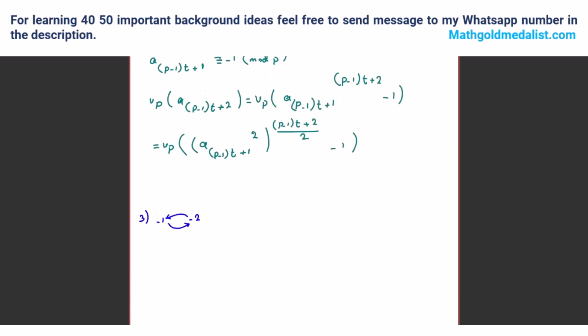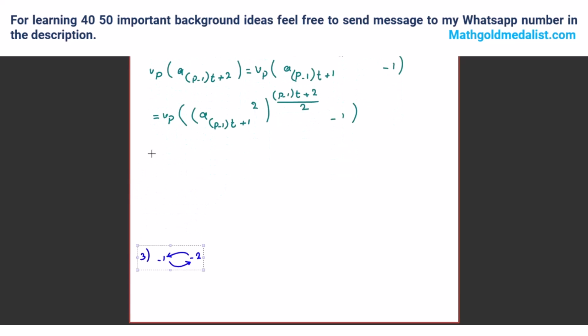Now, the conditions of LTE are satisfied because this is negative 1. Mod p, this squared is 1, so this minus 1 is a multiple of p. So we can apply LTE. It will be v_p of a^((p-1)t+1) squared minus 1, plus v_p of this one, (p-1)t plus 2 over 2.